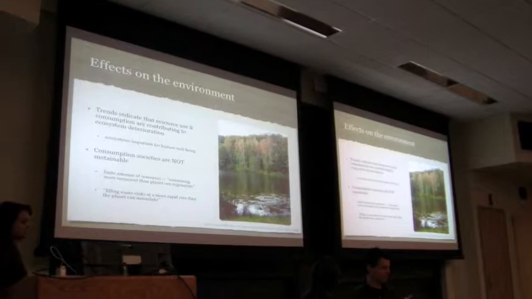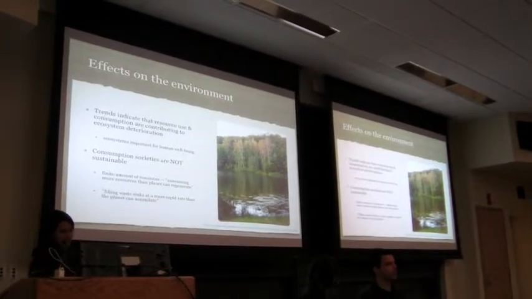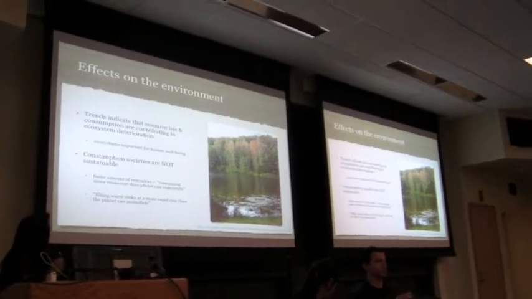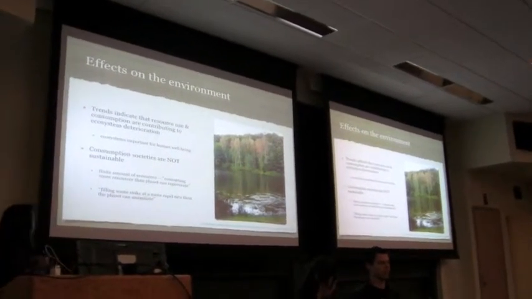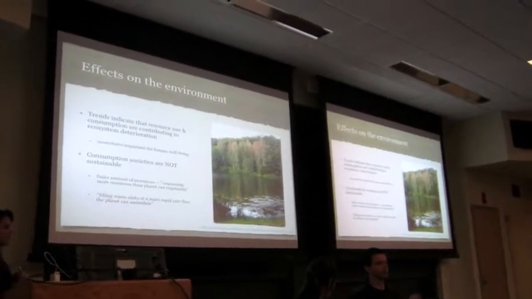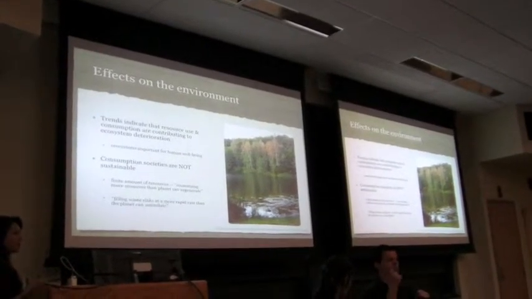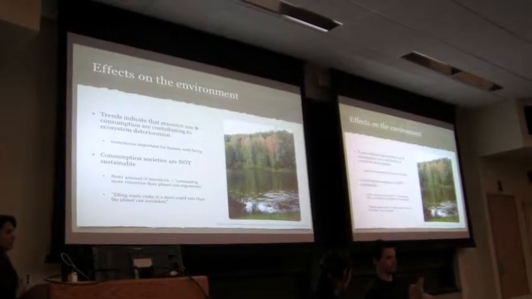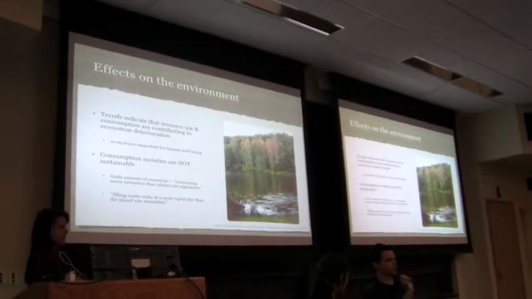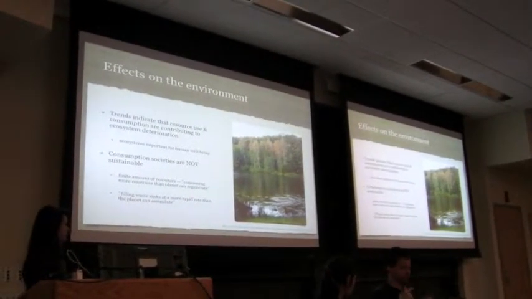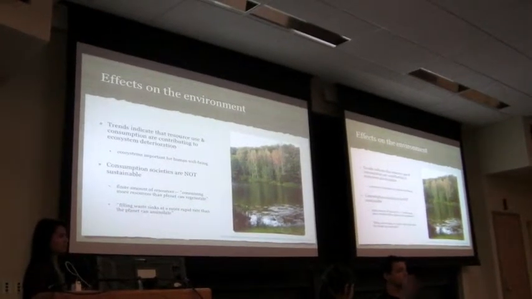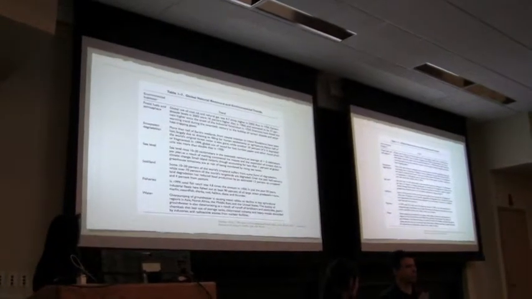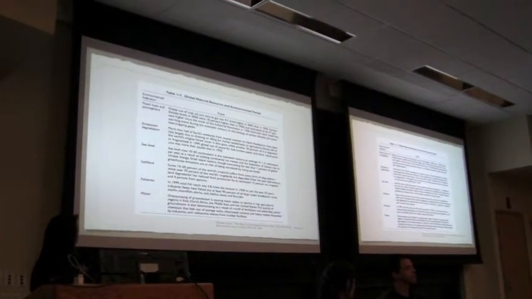So how is this affecting our environment? Trends indicate that resource use and consumption are contributing to ecosystem deterioration, and this is not sustainable because we have a finite amount of resources on the planet, and we're actually consuming more resources than our planet can regenerate. What this means is that future generations are not going to be able to live the quality of life that we live now. And that's just more detail on the effects.